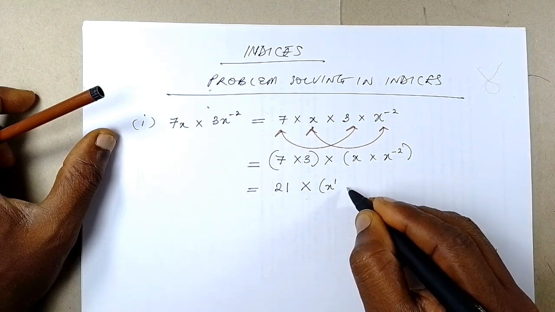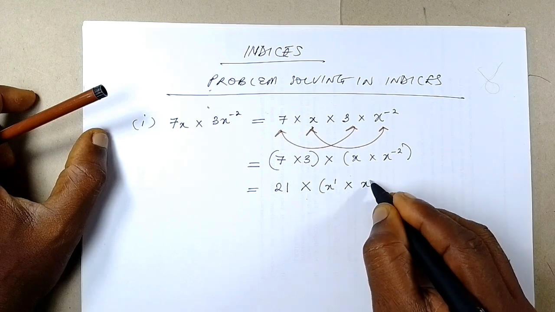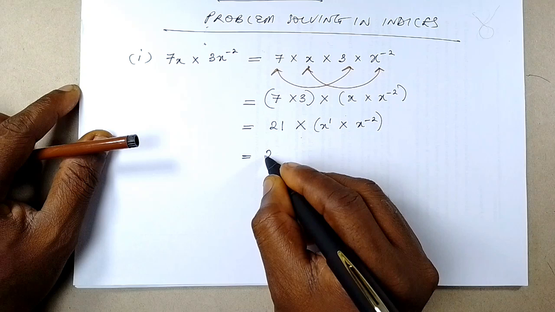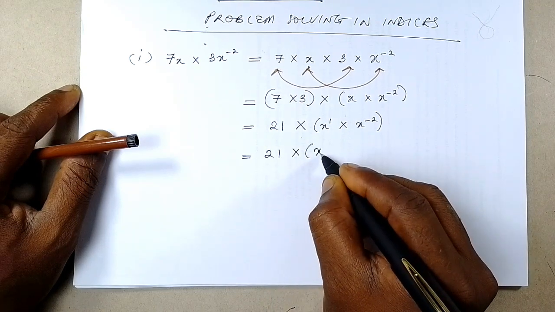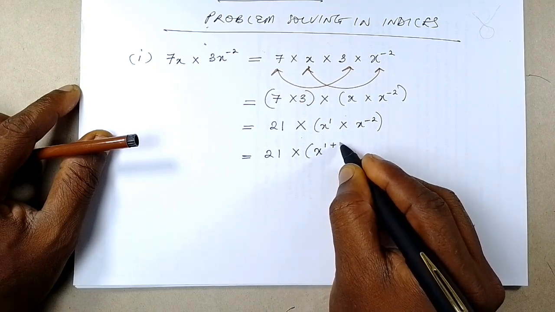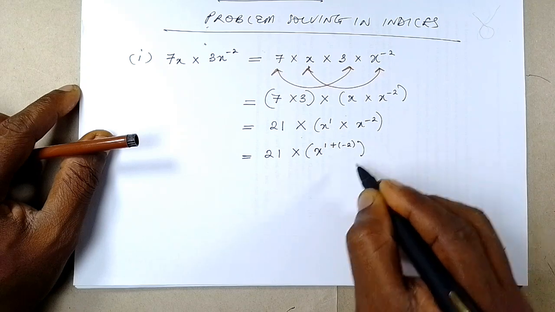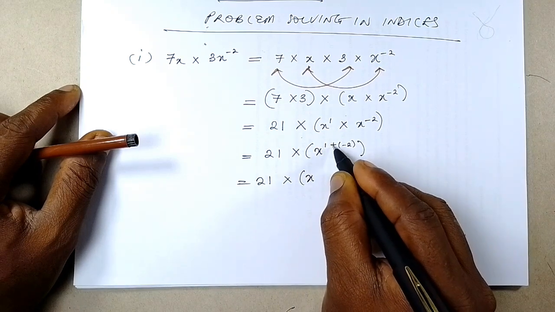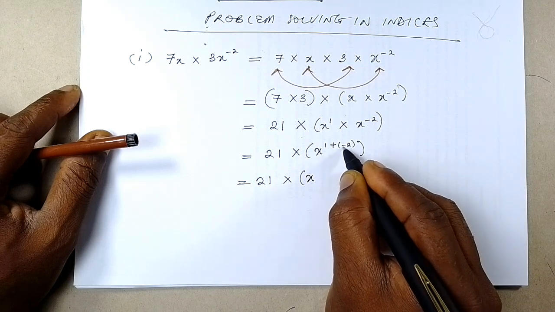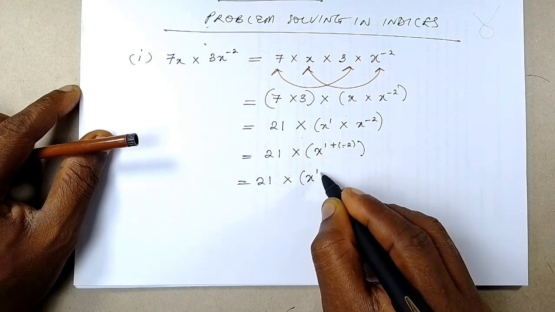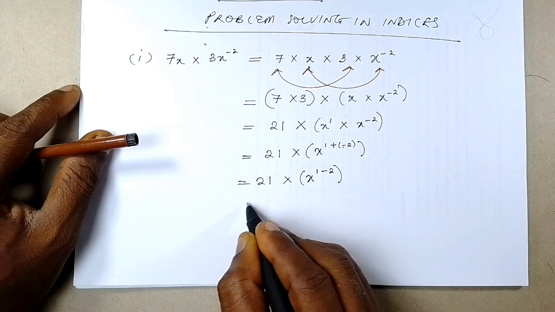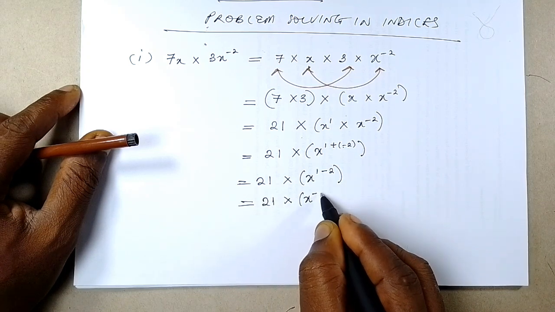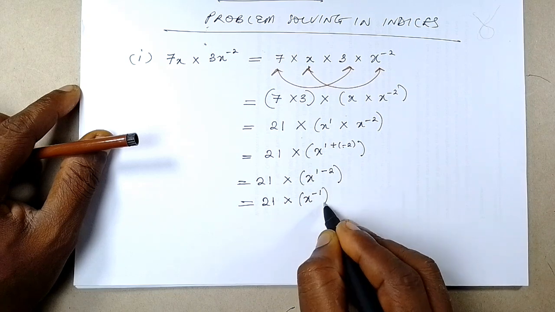I'm going to write this as x raised to power 1 times x raised to power minus 2. So by the laws of indices, this becomes x raised to power 1 plus minus 2 by the addition law. And that would mean 21 times x raised to power 1 plus minus 2. Plus times minus is minus, so this becomes 1 minus 2, and you end up having 21 times x raised to power minus 1, okay?